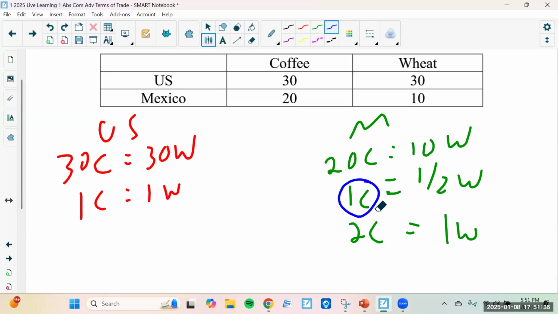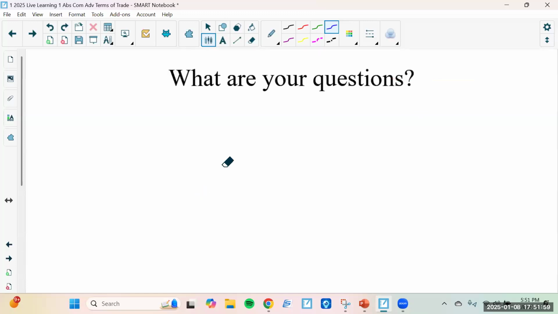If Mexico's producing coffee, who produces the wheat? The United States produces the wheat because their opportunity cost is one coffee. Every wheat they produce, the world loses the ability to produce one coffee. If Mexico did it, the world would lose two coffees. So they're going to specialize and trade. Now, how much should they trade? This is what we call the terms of trade.